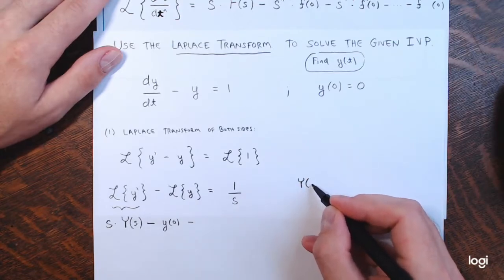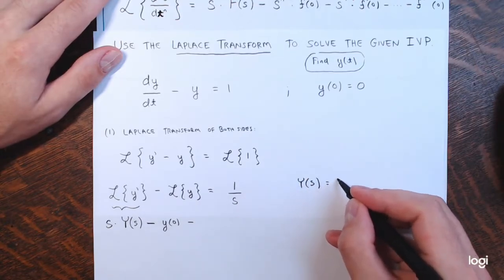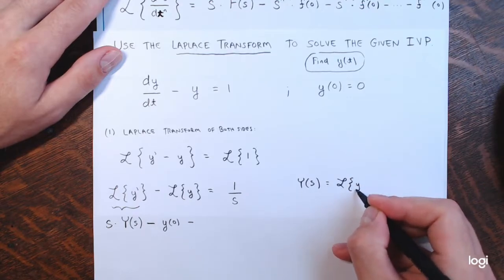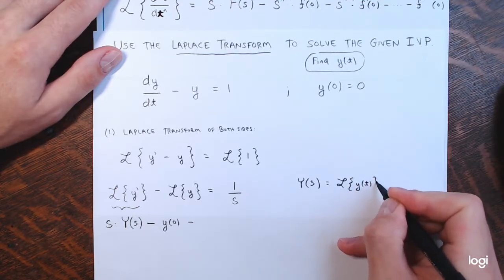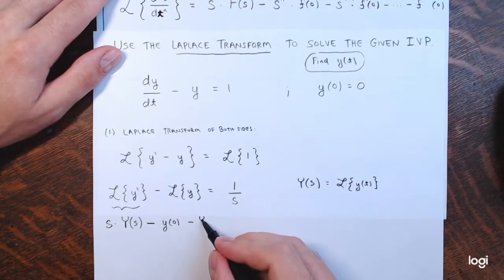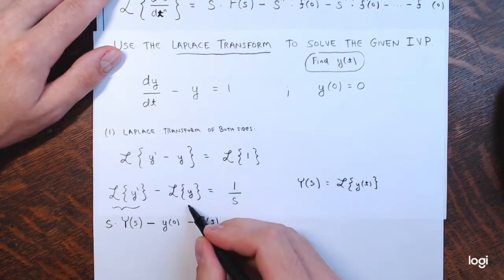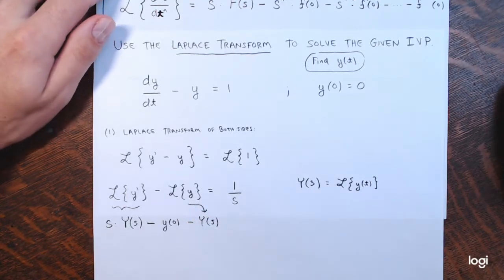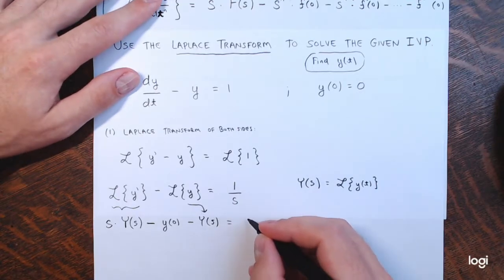I'm just going to write this off to the side here. This capital Y of s is the Laplace transform of little y of t. Right. So this is also capital Y of s. Right, this Laplace transform of y. Right, then this equals 1 over s.